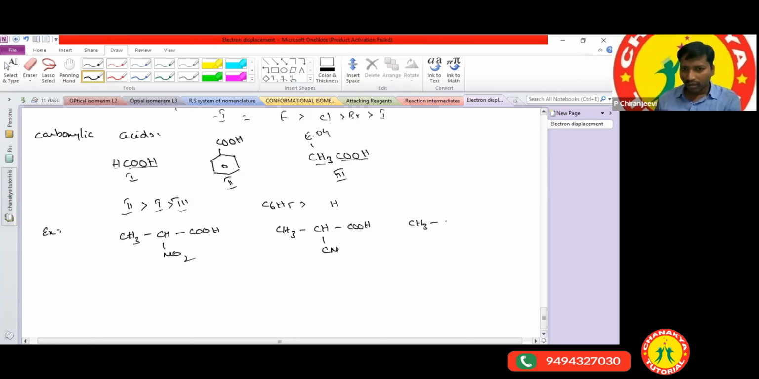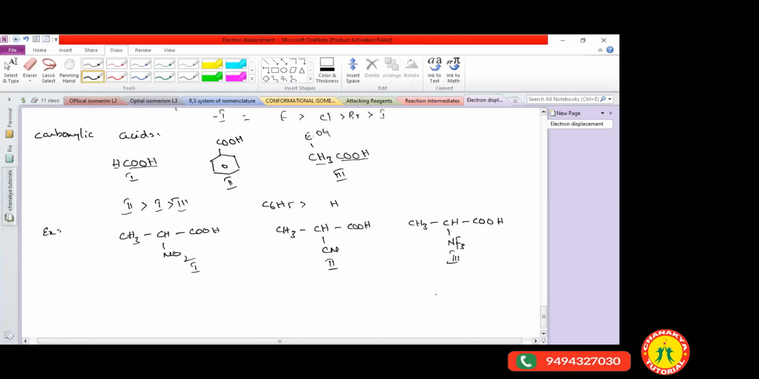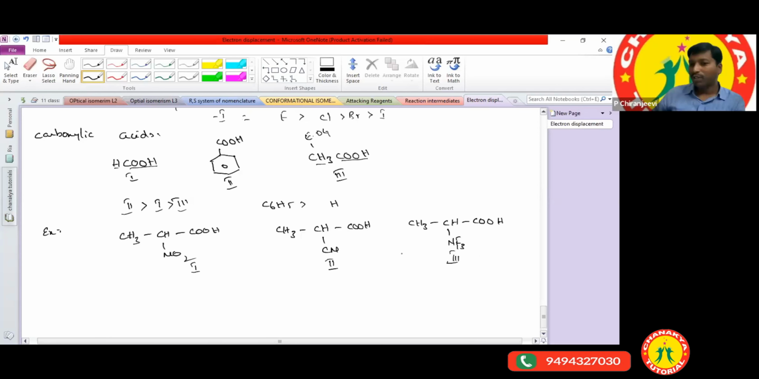Sirisha, which one is more acidic? So three structures I wrote now: structure 1, structure 2, structure 3. Which one is the more acidic? The third one. So the third one is more acidic. Very good, Sirisha. The third one is the more acidic because of NF3 plus, which is the strong electron withdrawing group.